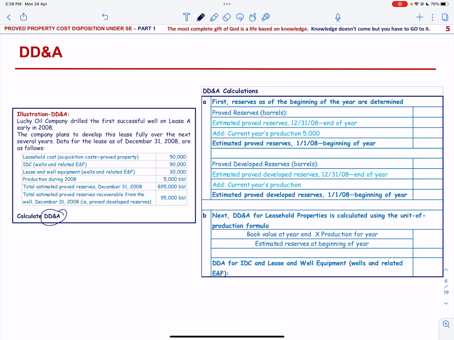So first, the reserves as of the beginning of the year are going to be determined, and this will be done by calculating the estimated proved reserves at the beginning of the year. Now here we are given the proved reserves, estimated proved reserves.